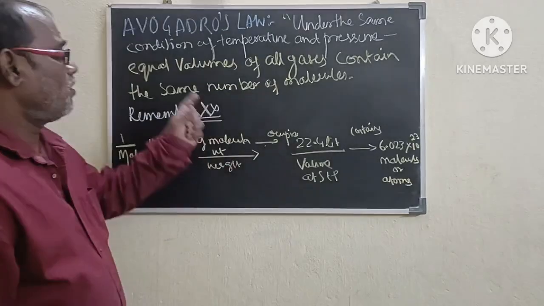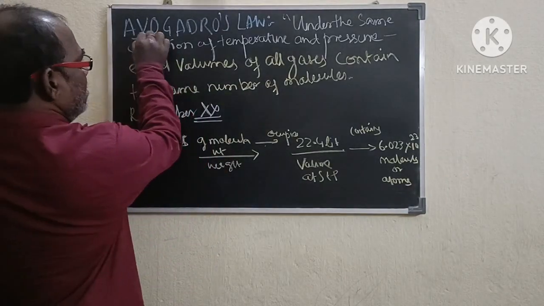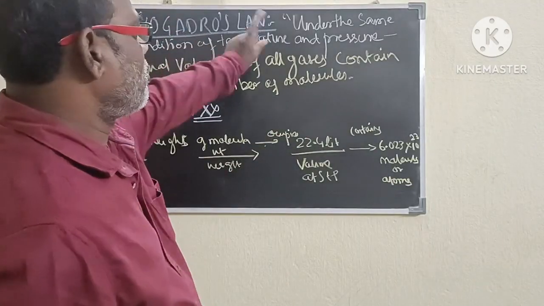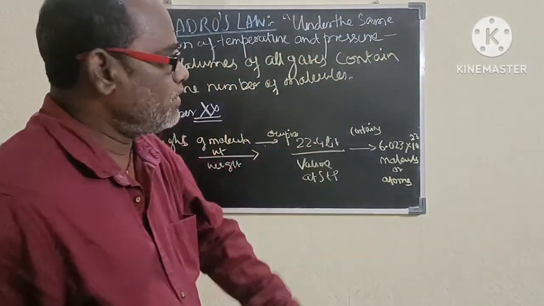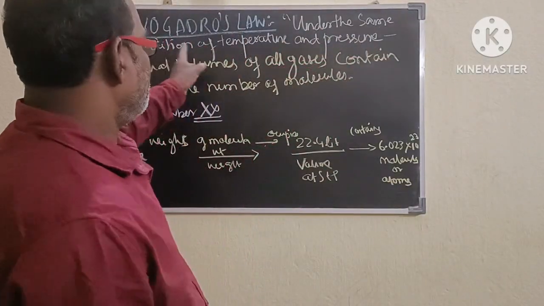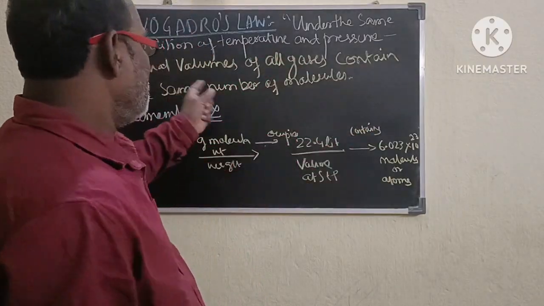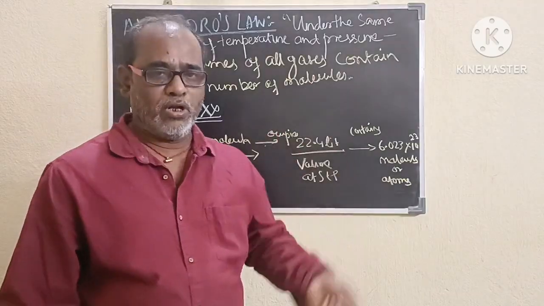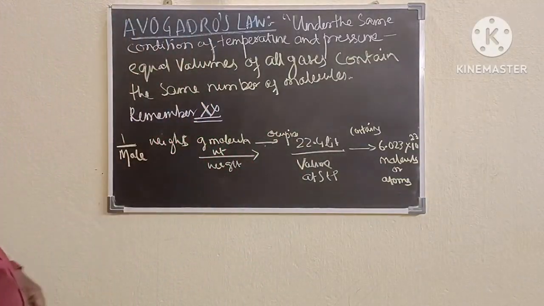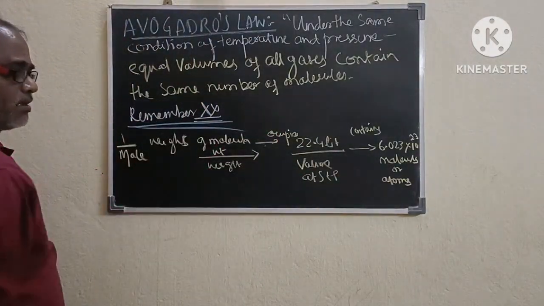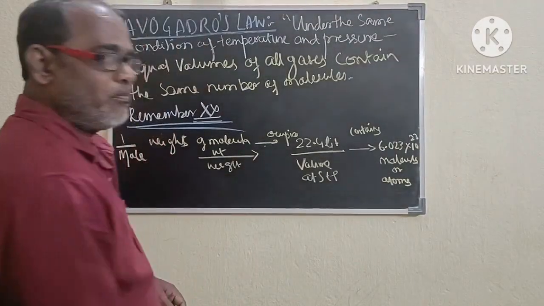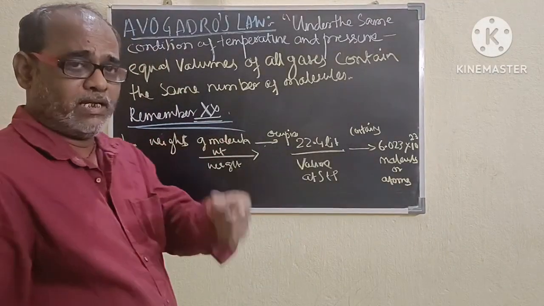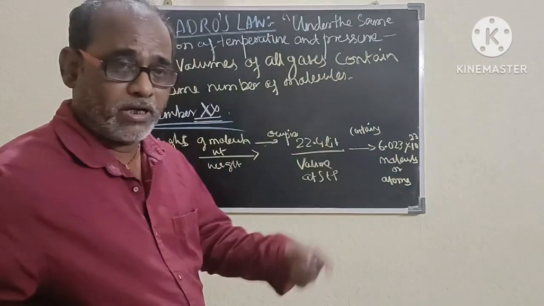Okay. Now you have to know this Avogadro's law. Please try to learn this by heart. Avogadro's law says that, as I have just explained, under the same conditions of temperature and pressure, equal volumes of all gases contain the same number of molecules. And also remember, this is a very important thing to remember, the main point is, of course you have to remember this point very clearly for doing your numerical problems.